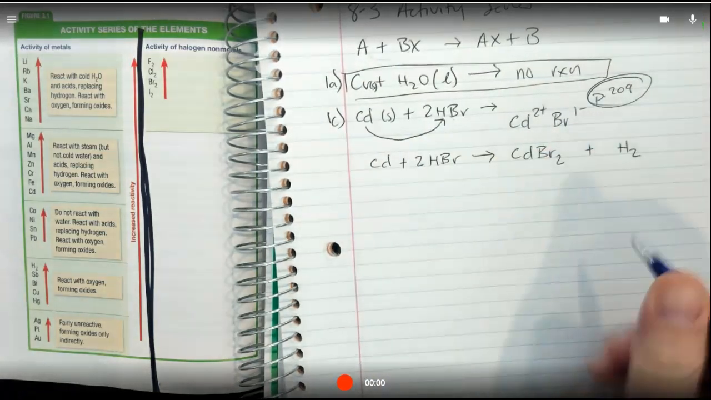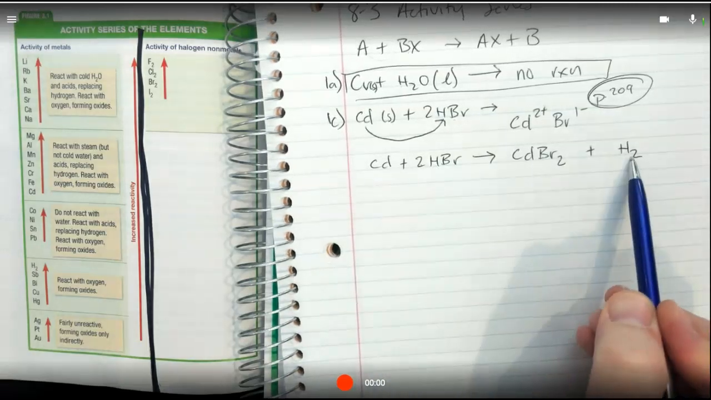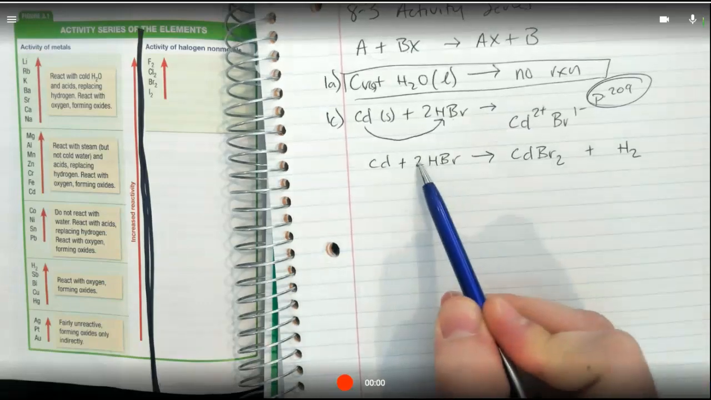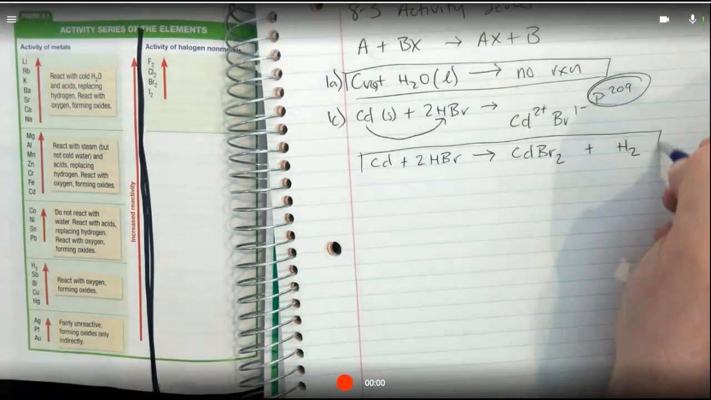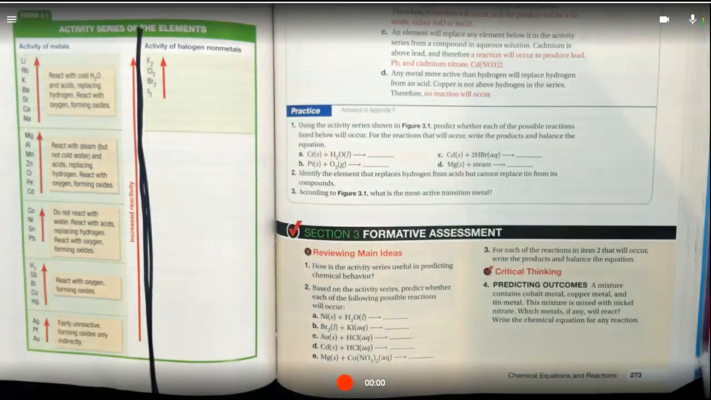So now that we have our reaction written down, we can balance the chemical equation. We have 2 hydrogens, 2 hydrogens, 2 bromines, 2 bromines. It's already balanced. Fantastic. Let's do one more practice problem on page 273.